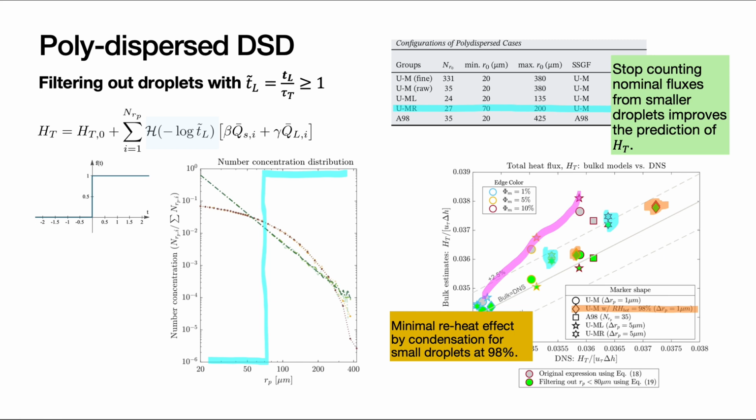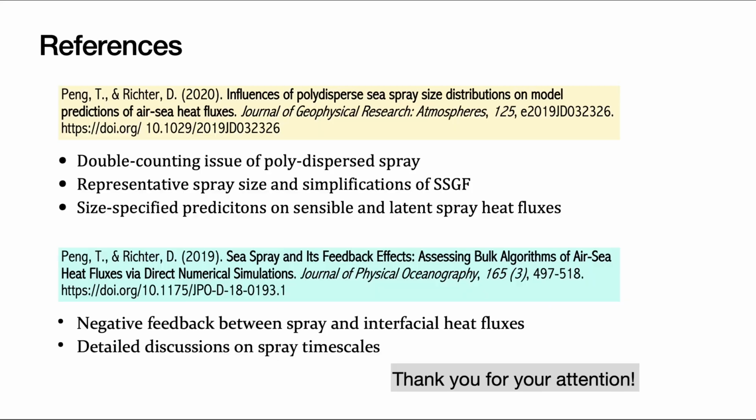So I think that's all for this presentation, and I invite you to take a look at our latest paper. We not only elaborate on the topics in this presentation, we also talk about the representative spray size and the way to further simplify the SSGF. We also plotted how good the bulk prediction is in terms of each single size given a polydispersed size distribution. Thank you for your attention.